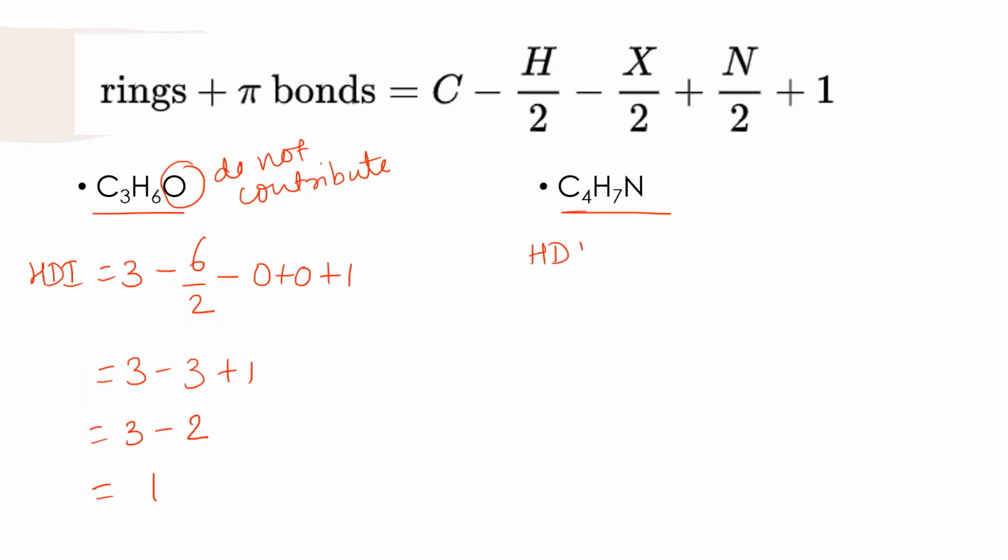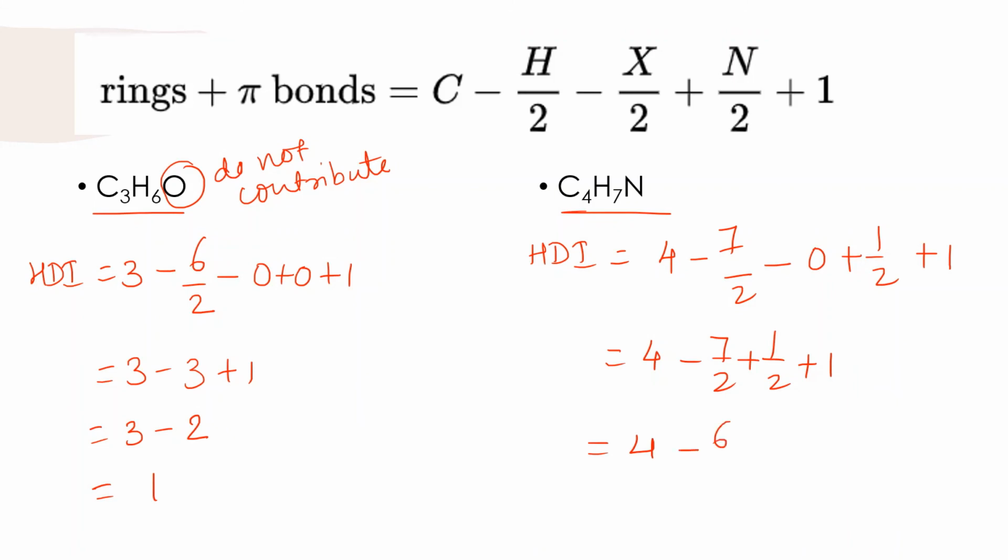For this particular molecular formula, let us see: 4 minus 7 by 2, halogen is not there, but nitrogen is there, plus 1. So it is 4 minus 7 by 2 plus 1 by 2 plus 1, and 4 minus 6 by 2 plus 1. Yes, good. So HDI is 2 for this particular molecular formula. I hope you all have understood.